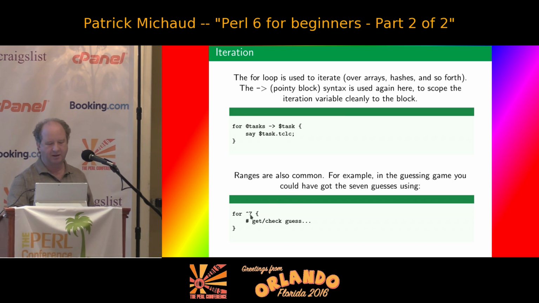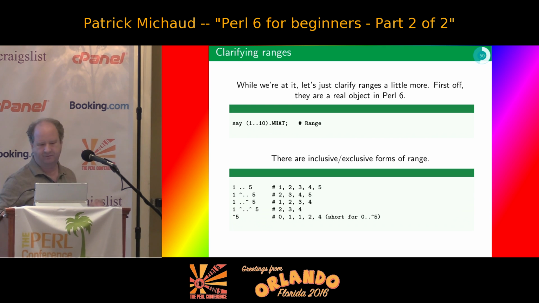The range operator is really nice with the hat. This means do something, effectively up to 7 times, and it produces a range from 0 to 6. Do I have... yeah, here it is. So here are ranges in Perl 6.